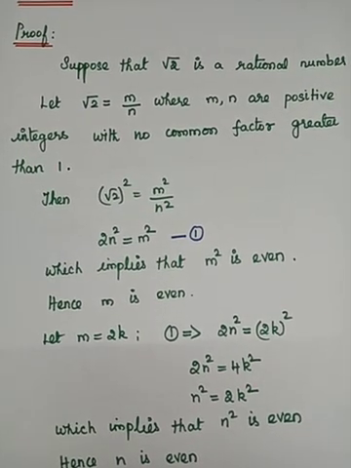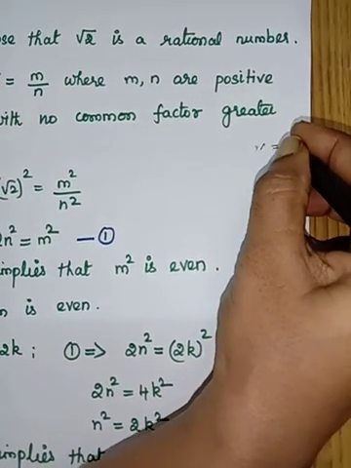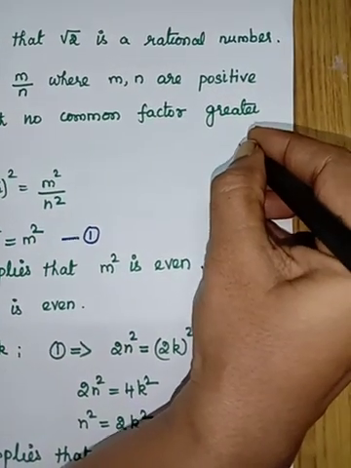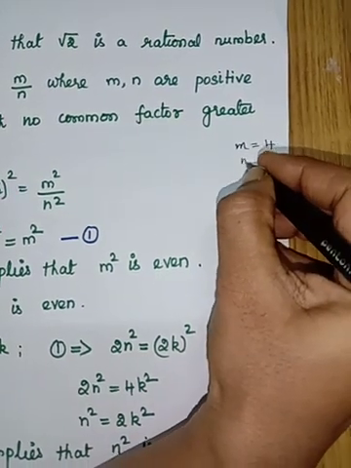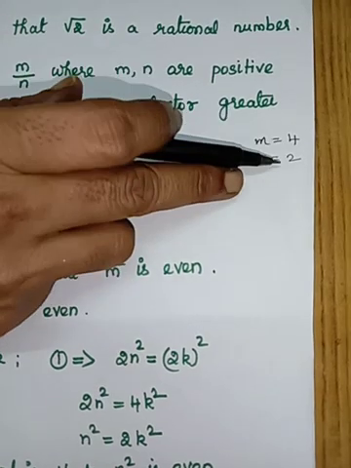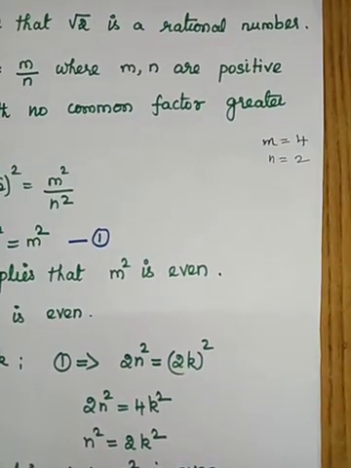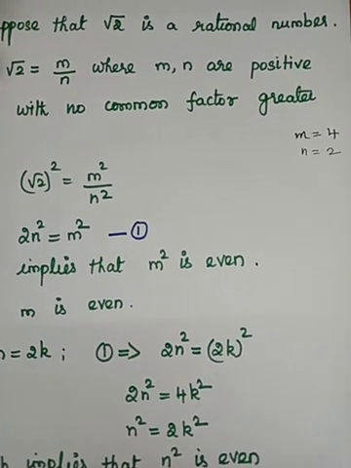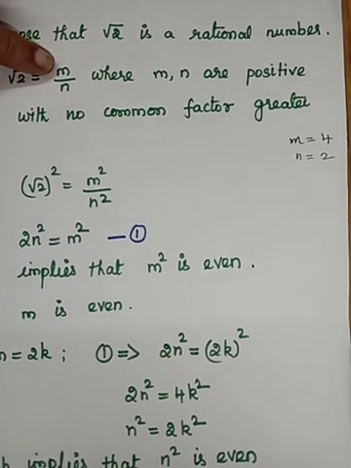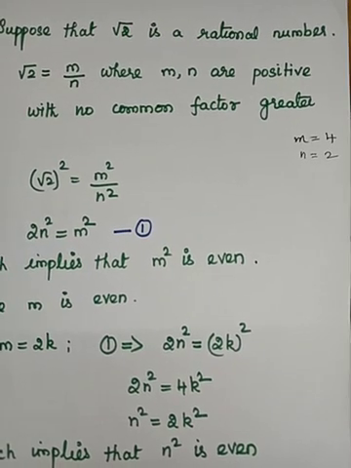Suppose you take m equal to 4 and n equal to 2. What is the common factor of 4 and 2? It is 2. But for root 2, we have taken that there is no common factor except 1.